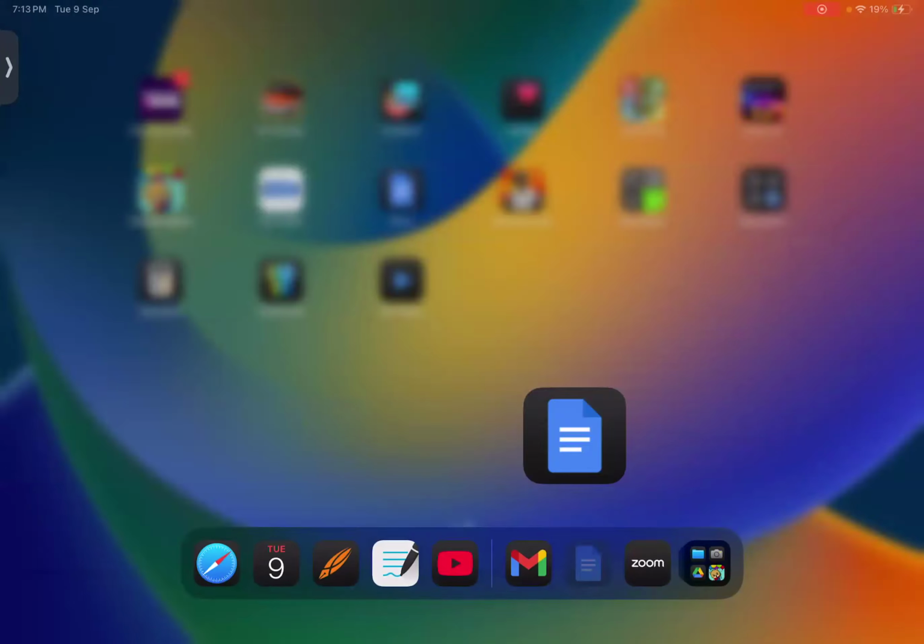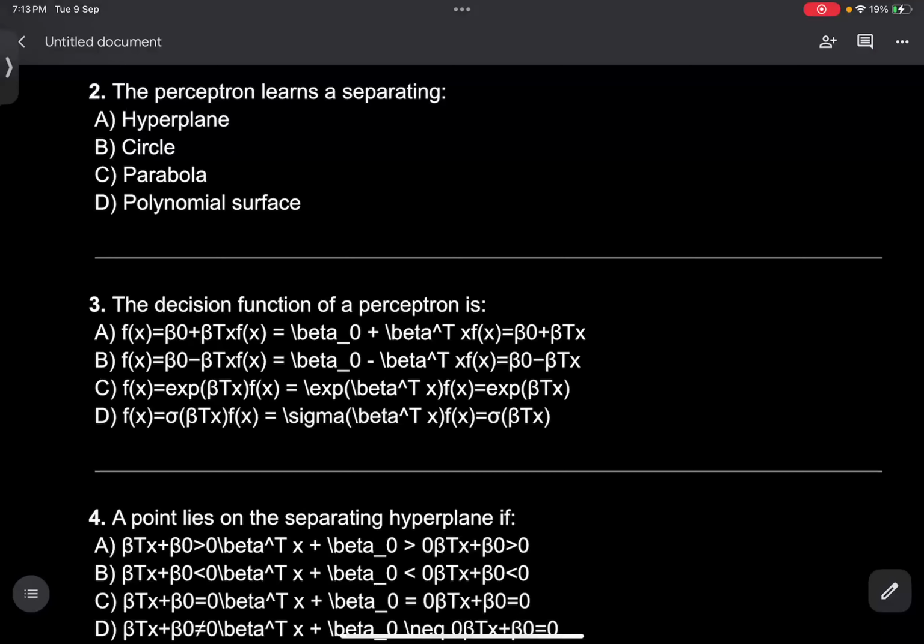One question, ma'am. Polynomial surface and hyperplane can be mixed up, right? Because technically a polynomial surface is all three. But now in perceptron learning, okay, you're saying that polynomial surface, yes, they can be. Okay, ma'am, no problem. Hyperplane is correct because you said hyperplane so many times. Yes.